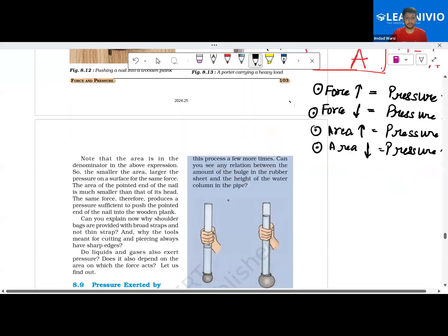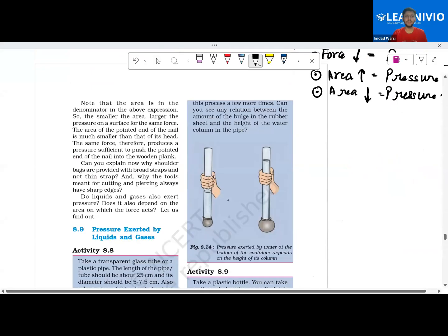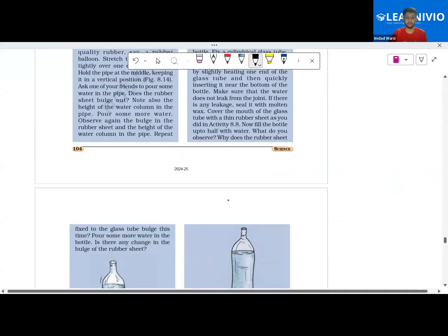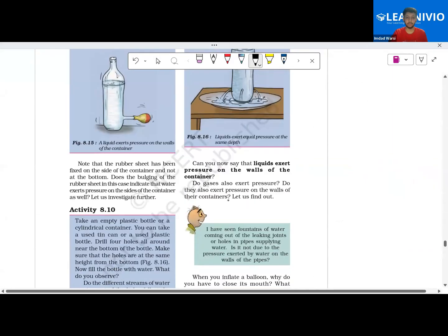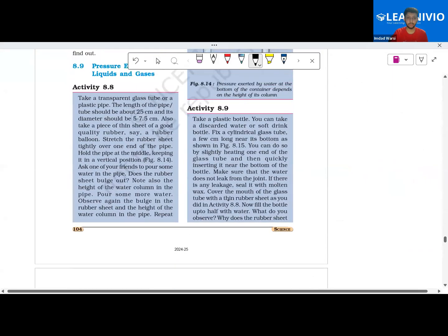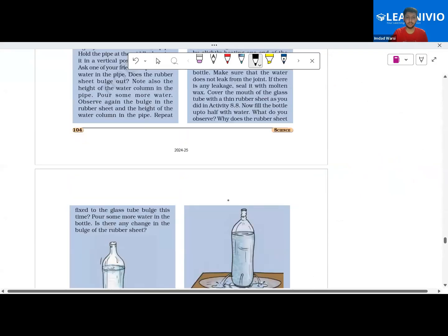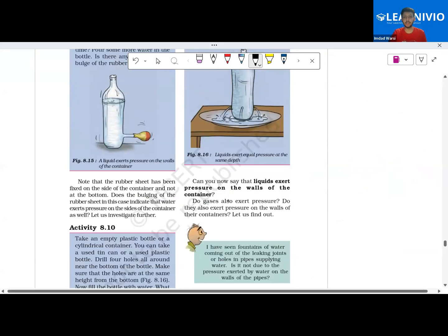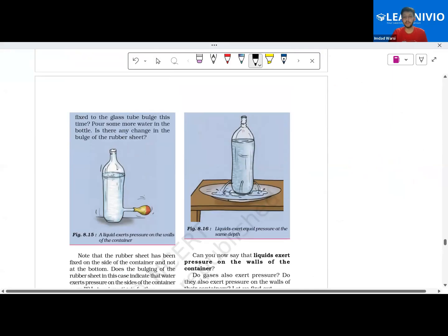Then what do we have? Pressure exerted by liquids and gases. Now you can see that liquid exerts pressure on the wall of the container. So let's suppose this is a bottle kept on a table. So the water inside, will it exert any pressure on the wall of the bottle?